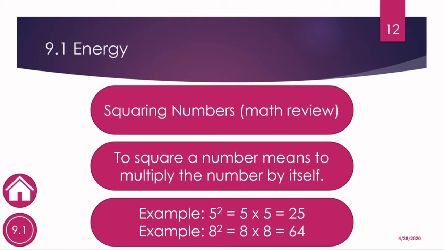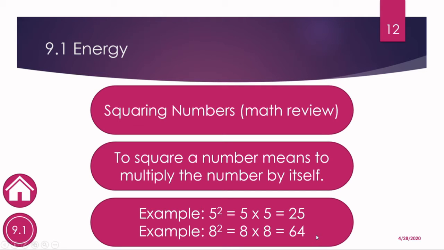What does it mean when we square a number? Well, squaring a number just means multiplying that number by itself. So 5 squared is 5 times 5, which is 25. 5 squared is equal to 25. 8 squared is 8 times 8, which is equal to 64.